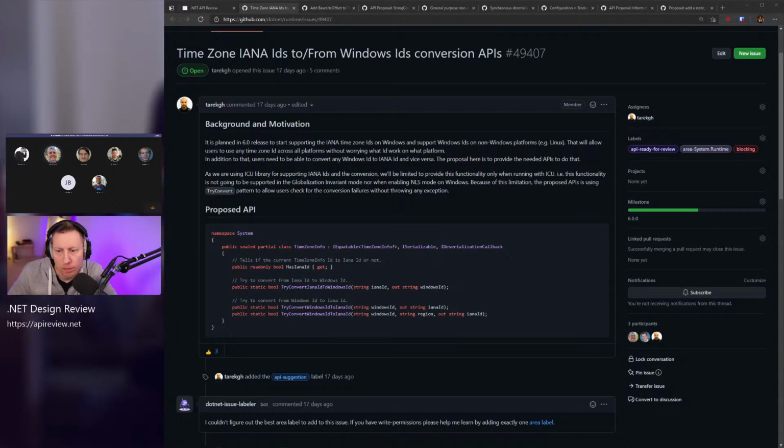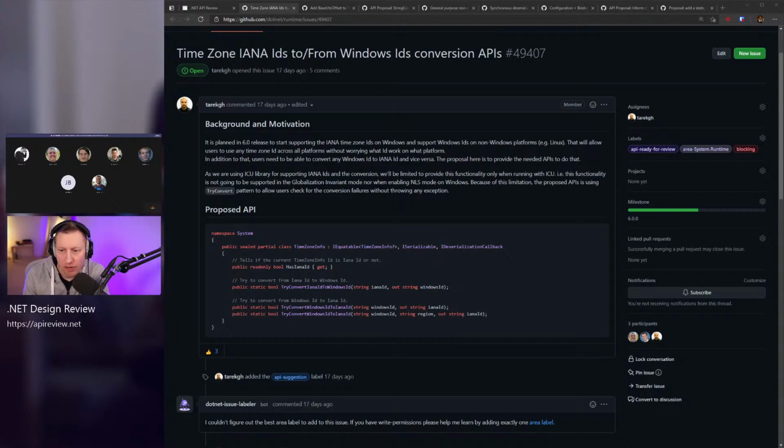So I assume these conversions can happen on any operating system, right? They're not tied to calling Windows APIs, or do they only work on Windows? They work when we have the Windows XML files that come with ICU. So in environments where we have the full ICU, then we can do the conversion in either direction. So that would be Windows and Unix, but not things like the browser.